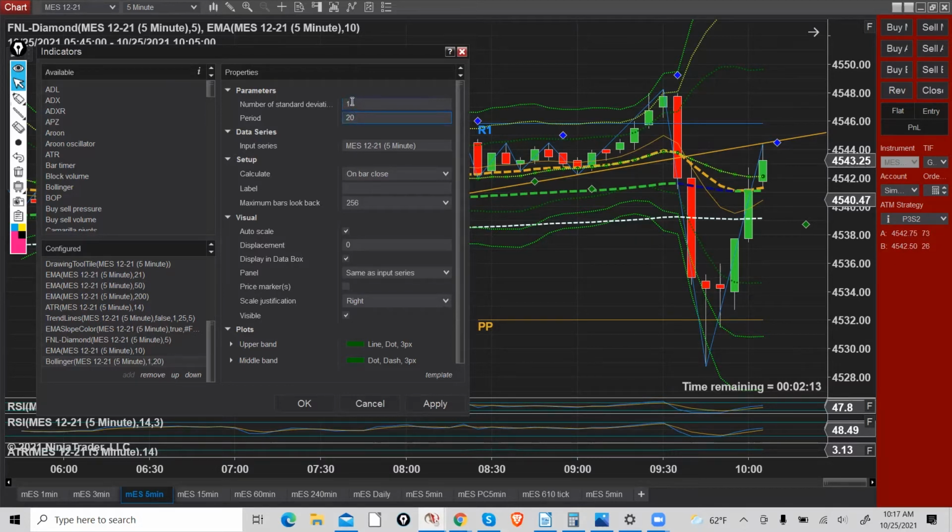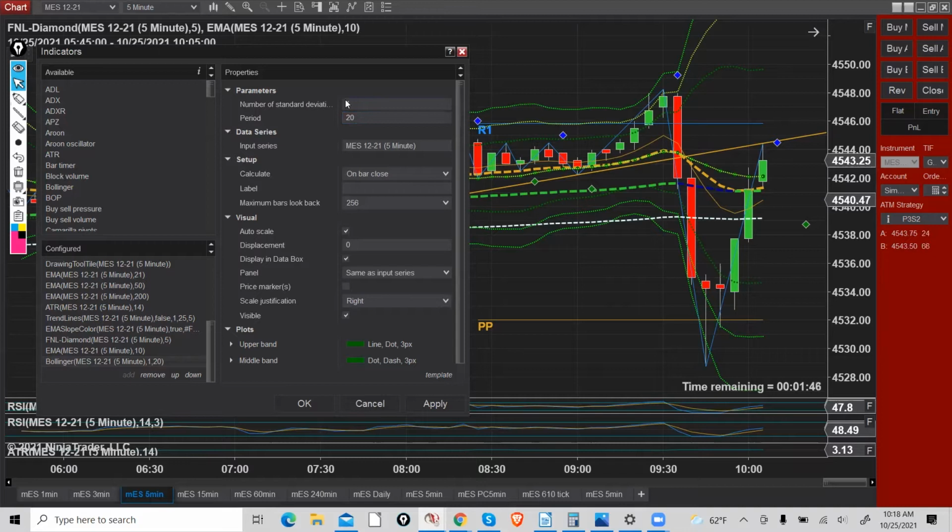Sometimes it'll come up as a period of 14. I'm not sure why that's default for Ninja, but I know that the period of 20 is commonly used by other traders, including Mr. Bollinger himself. The man who designed these Bollinger Bands used a period of 20. So it's very common at FNL as well as other places to use a period of 20. I'm sure there are people who also use the default, as well as other periods, but overall I use a period of 20.